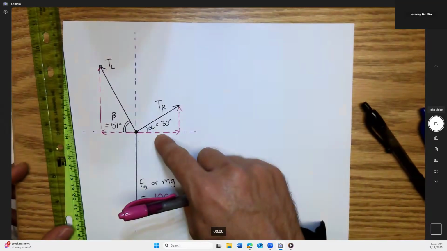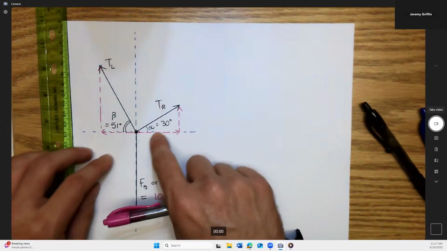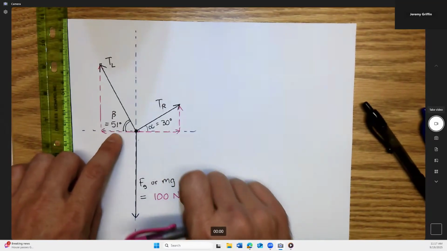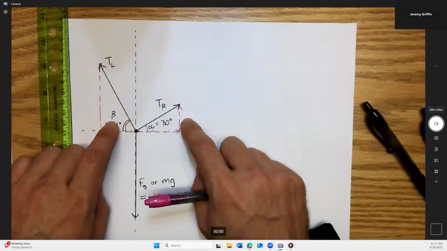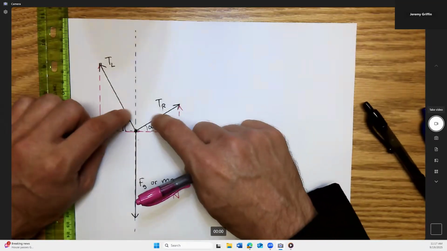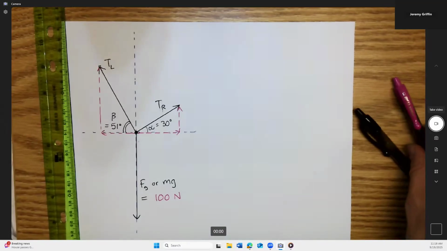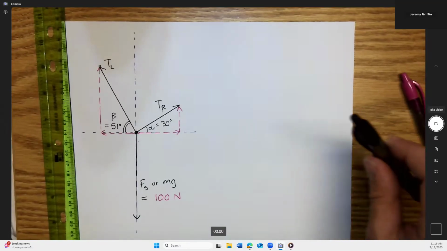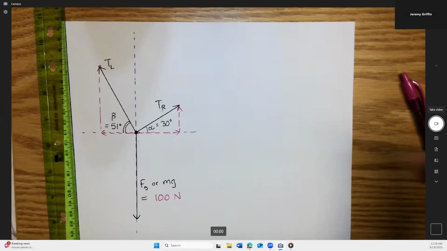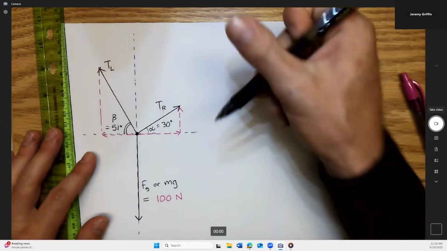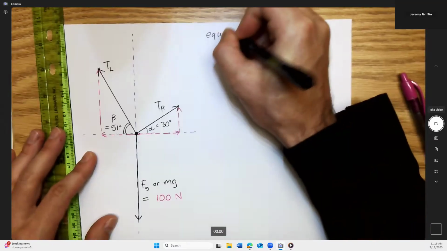This angle alpha is 30 degrees. This angle beta over here on the left side is 51 degrees. Now that's relative to the horizontal. Guys, could I have given you the angles from the vertical instead? Yes. You might do something like that one day, but today it's like that. All right, so here are your conditions for equilibrium.